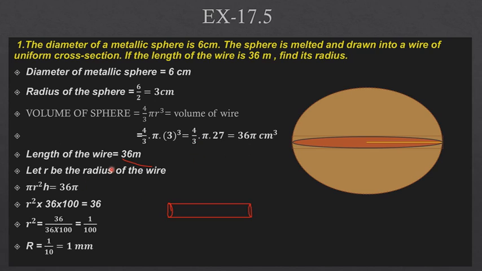Since we know that the volume of the sphere is equal to that of the wire, 36 pi will be the volume of the wire also. So we can use it in the formula of the cylinder, pi r square h. When you put down the values, you get r square is equal to 1 by 100. So your radius will be 1 by 10 centimeter, which is equal to 1 millimeter.